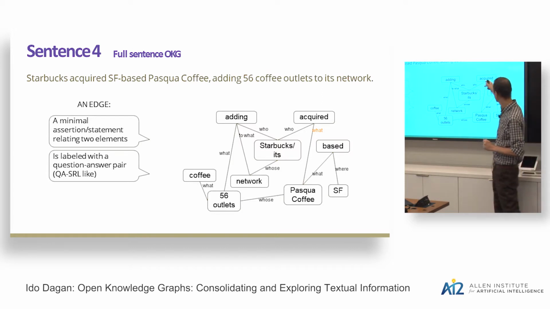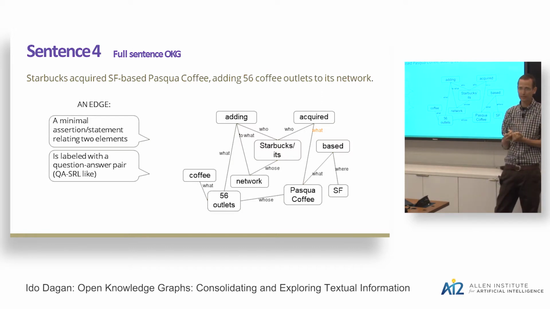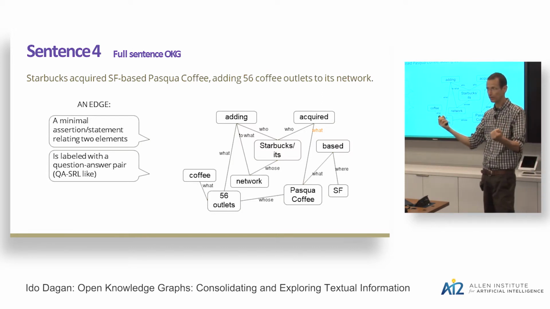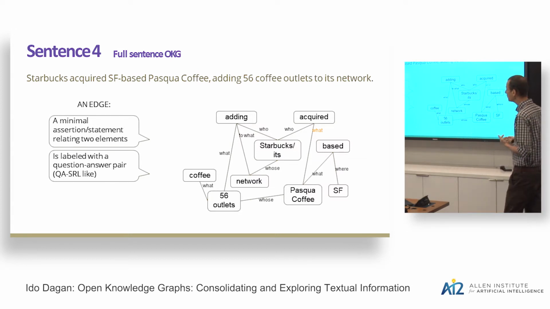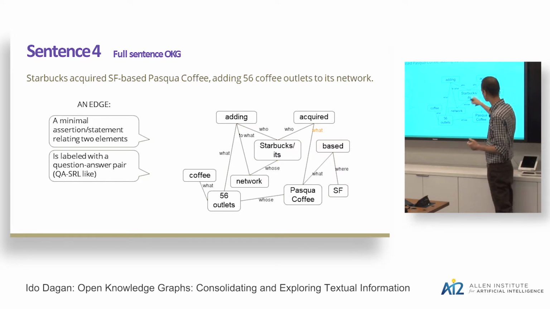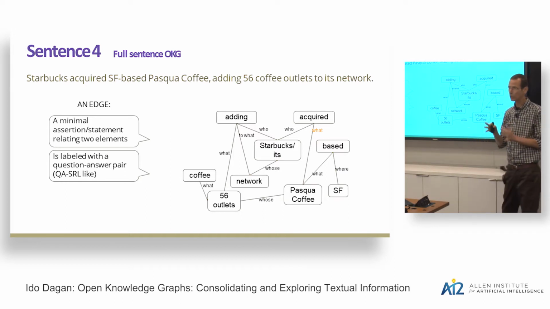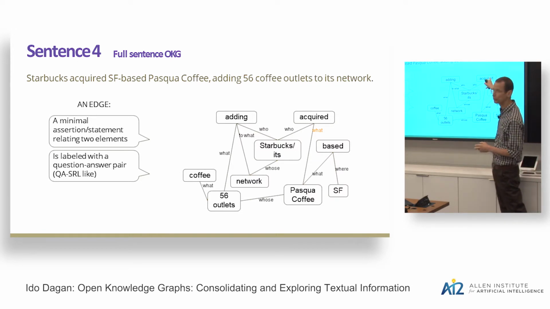So what is the label? The label is supposed to reflect the assertion that relates the two element nodes. The label is basically a question-answer pair. This is just a summary; the actual label would be the question-answer pair as in the QA-SRL paradigm. Like, what was acquired? Pasqua Coffee, where the acquired would point to this node, and the Pasqua Coffee would point at that node.